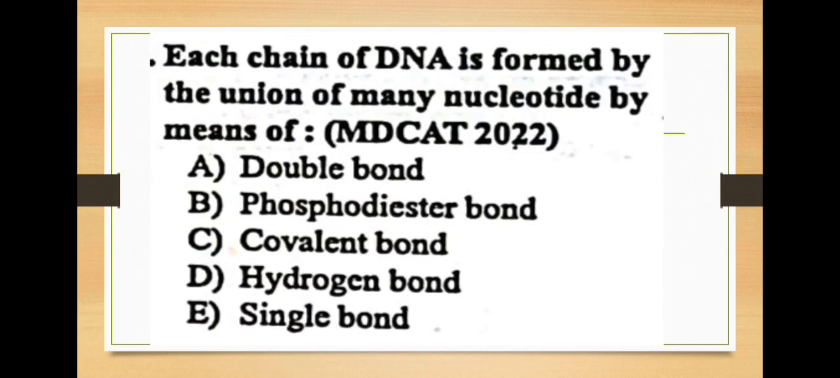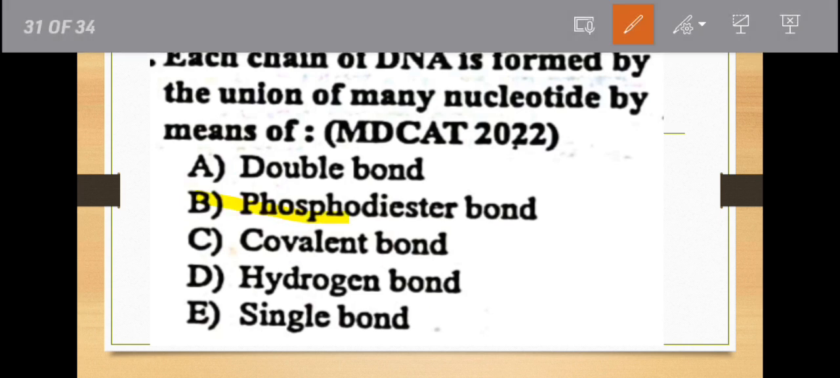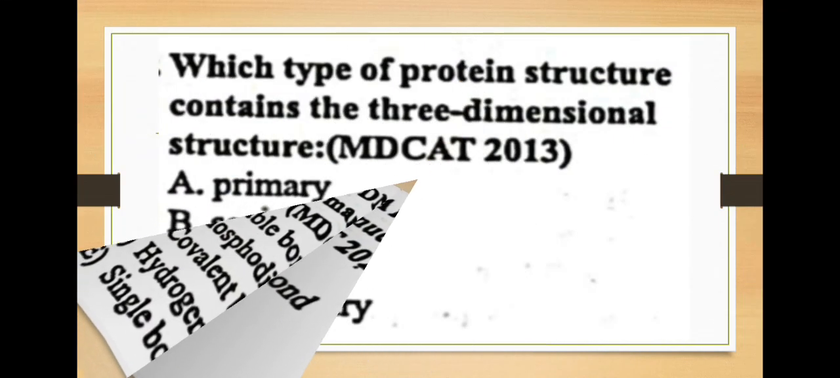Each chain of DNA is formed by the union of many nucleotides by means of MDCAT 2022. A, double bond. B, phosphodiester bond. C, covalent bond. D, hydrogen bond. E, single bond. The bond between two nucleotides is the phosphodiester bond. And in the chain of the DNA, the nucleotides are bonded to each other by phosphodiester bond.